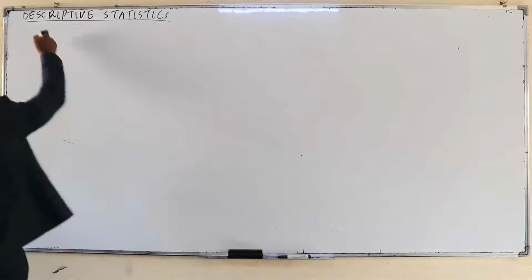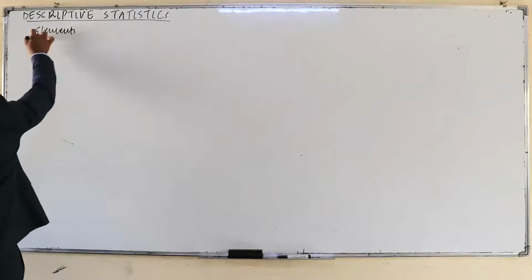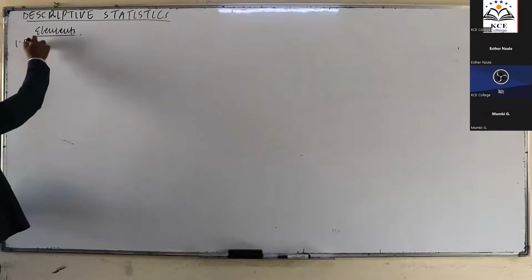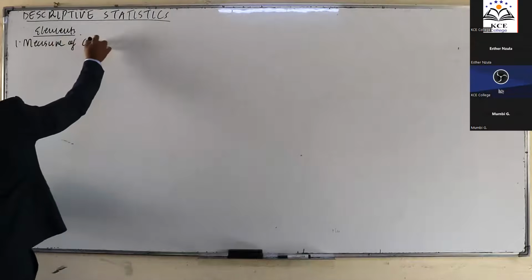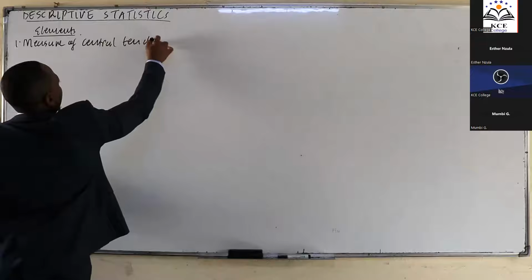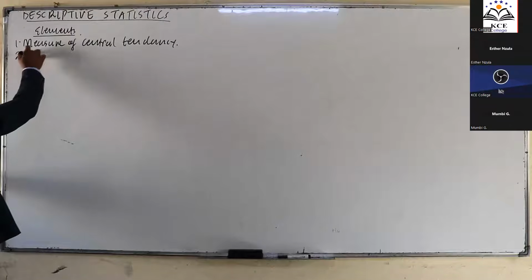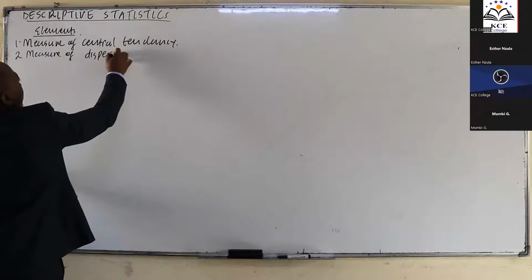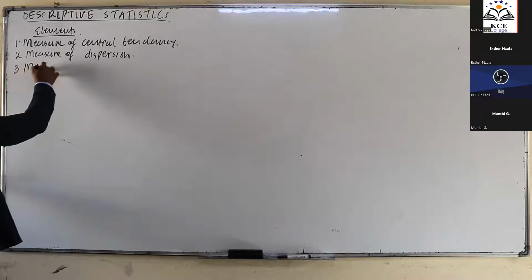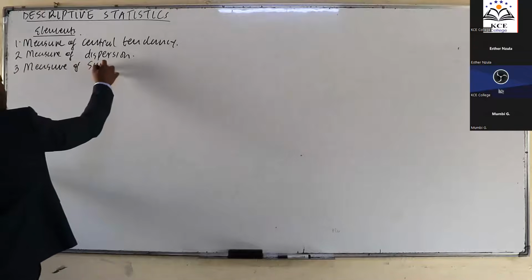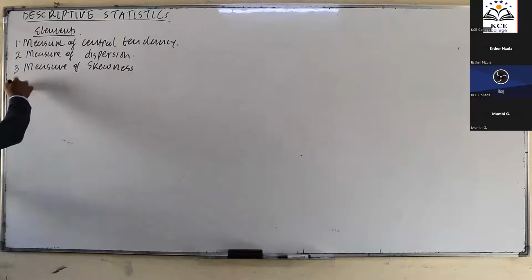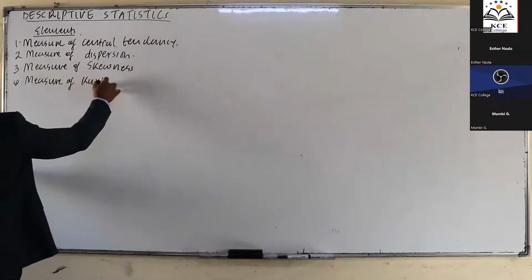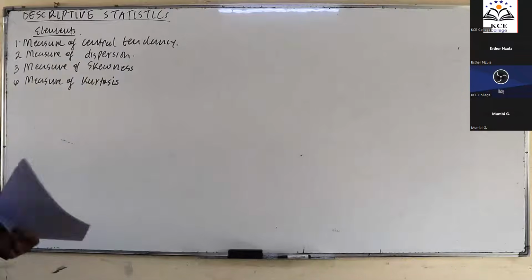So what are some of the elements? The elements of descriptive statistics will form the subtopics of this topic. One is the measure of central tendency. Number two, we have the measure of dispersion. Number three, you also have the measure of skewness. Then number four, we have the measure of kurtosis. Those are the elements of descriptive statistics.